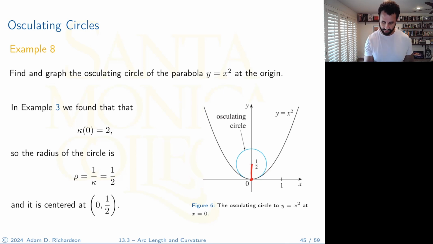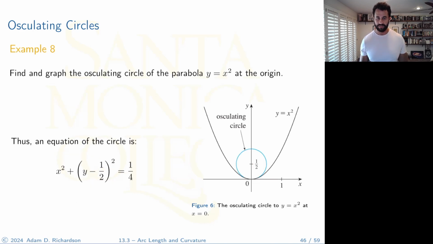So now what we're looking for is an equation of this circle right here. Well, we know where the center is, and we know what the radius is, so we can easily formulate the equation of the circle. And this is it right here: x squared plus (y minus 1/2) squared equals r squared. So this is the osculating circle. Cool stuff. All right. Whew. Okay, trucking along, hang in there.